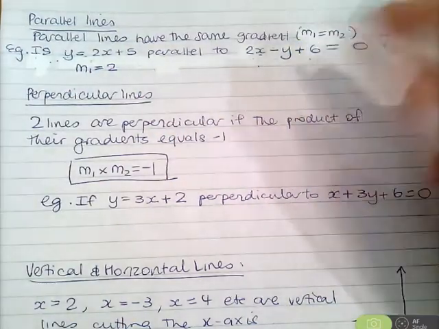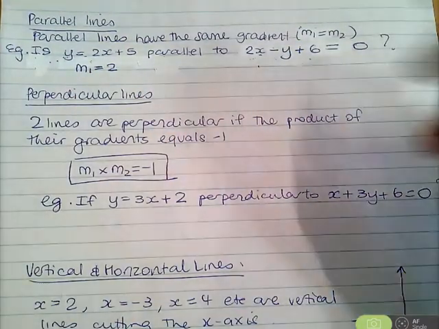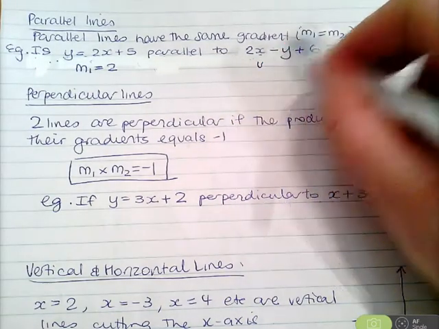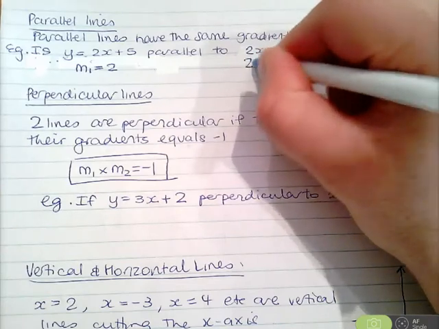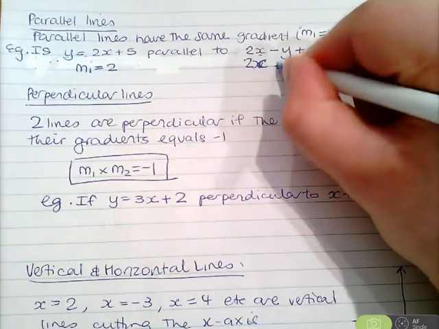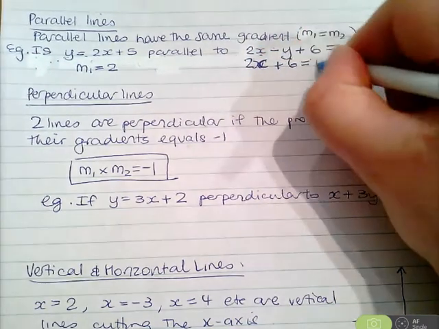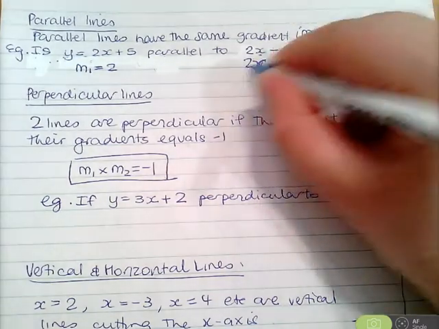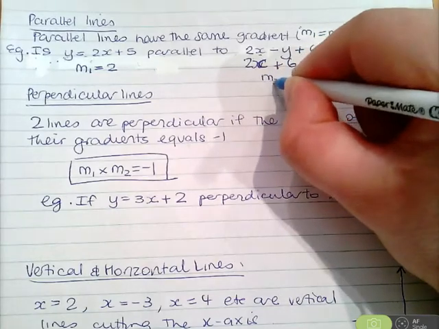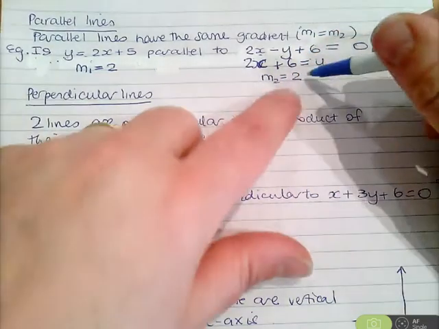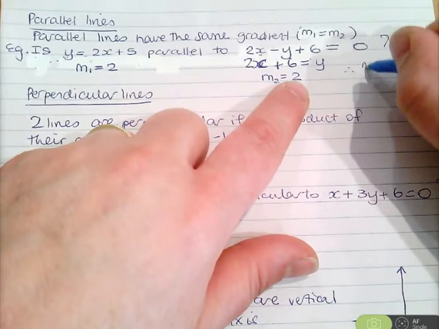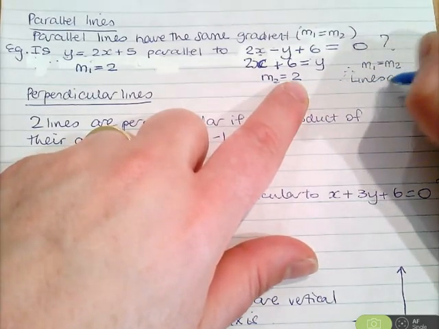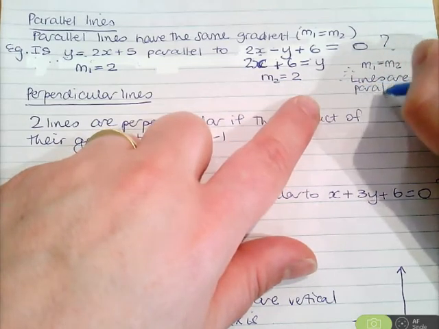Now this line over here, I can't see what the gradient is. So I need to make y the subject. If I take this minus y to the other side, I get that 2x plus 6 equals y. So this is in y equals mx plus b form now, because I've got y equals 2x plus 6, so therefore the gradient is 2 as well. So therefore m1 equals m2, so therefore the lines are parallel.